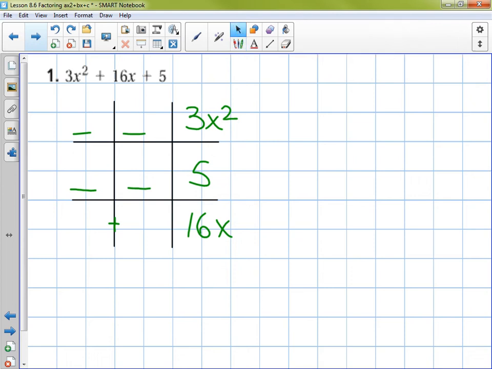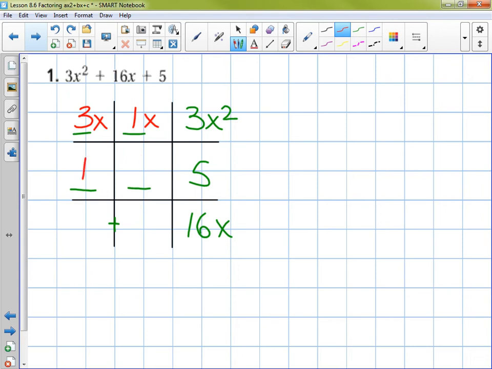So in this example, getting 3x² is pretty simple because there's only 2 ways to get it: 1 times 3 or 3 times 1. So I'm going to write 3x times 1x. And there's only really 2 ways to get 5, and that's 1 times 5 or 5 times 1. Now, as we talked about before, you won't always get the right answer the first time. You just have to try it, and if it works, great. If it doesn't, erase it and try again. But the more you practice these, the more you'll be able to see a pattern and be able to put them in the right spot the first time.